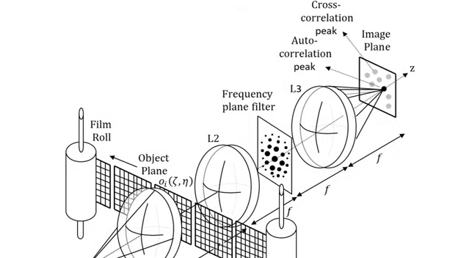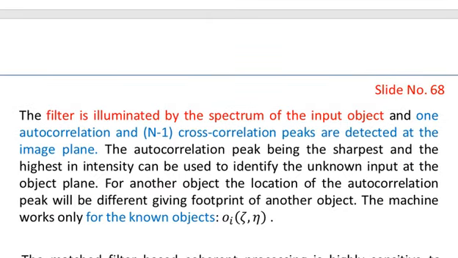So let's explain this setup in words. The filter is illuminated by the spectrum of the input object, and one autocorrelation and n-1 cross correlation peaks are detected at the image plane. The autocorrelation peak, being the sharpest and the highest in intensity, can be used to identify the unknown input at the object plane. For another object, the location of the autocorrelation peak will be different, giving a footprint of another object. The machine works only for the known objects.